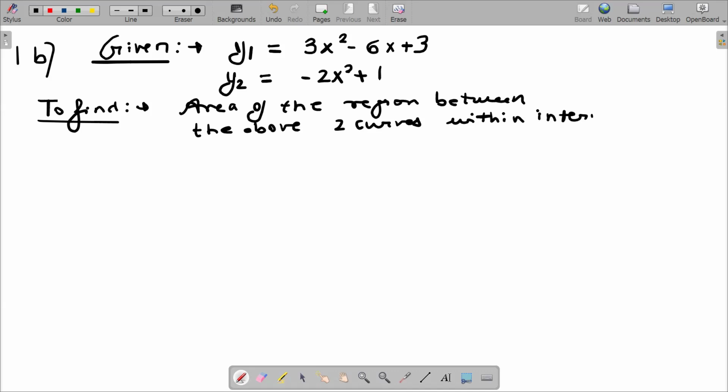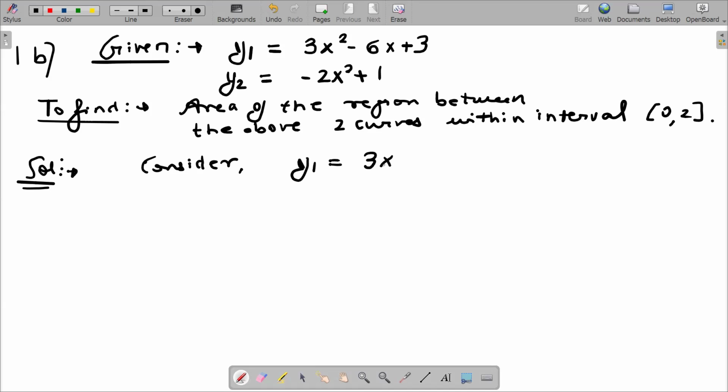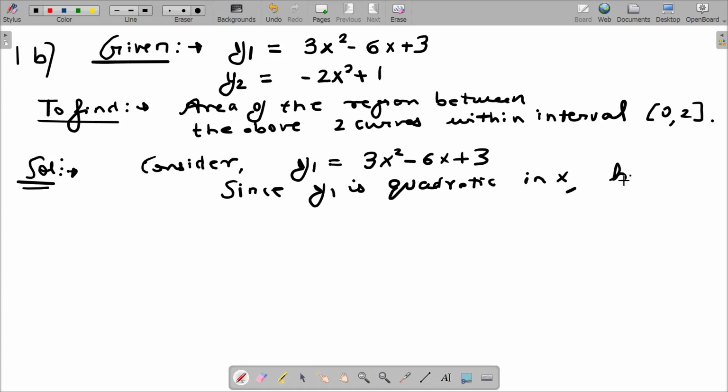Again, this is an application of integration. This is all based on definite integrals, which I have covered in quite depth in my lectures on integration. Okay, so let's first of all see how these two functions look like. So consider y1 is equal to 3x square minus 6x plus 3. You can clearly see that since y1 is quadratic in x, hence it is a parabola.